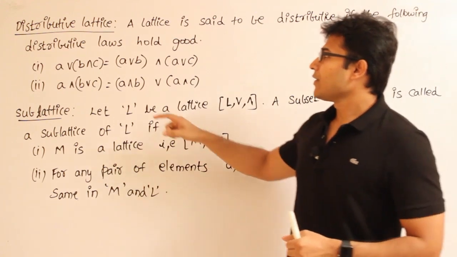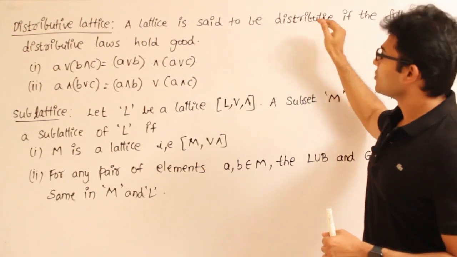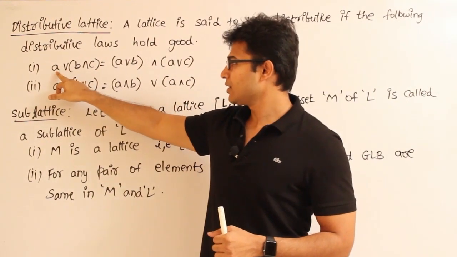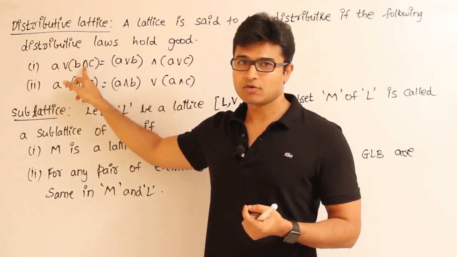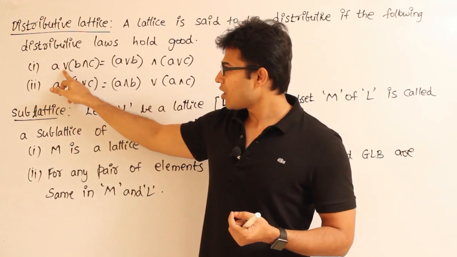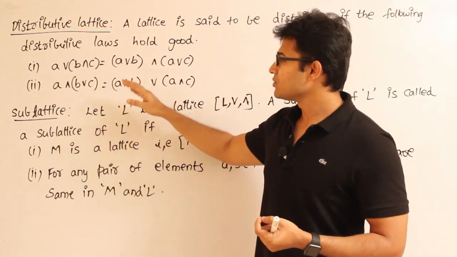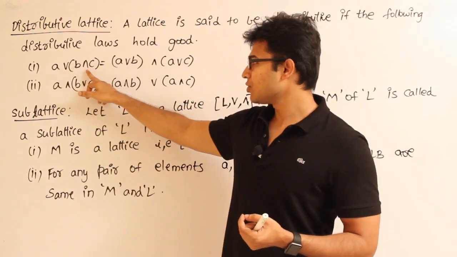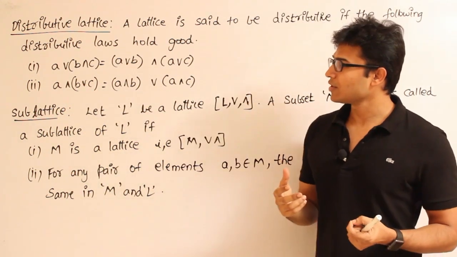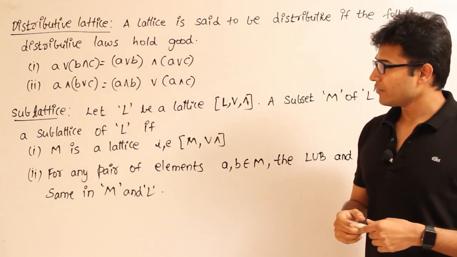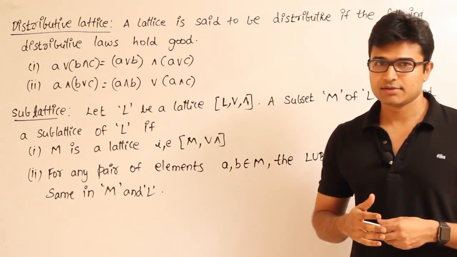So see this. A distributive lattice is one that satisfies the distributive law. So what is the distributive law? Like this: A, R, B and C. What are R and N? We have already seen it: least upper bound and greatest lower bound. So R is distributive over N, and N is distributive over R. If R becomes distributive over N and N becomes distributive over R, then such properties are called distributive laws. Now if these distributive laws hold good on a lattice, then it is called a distributive lattice.